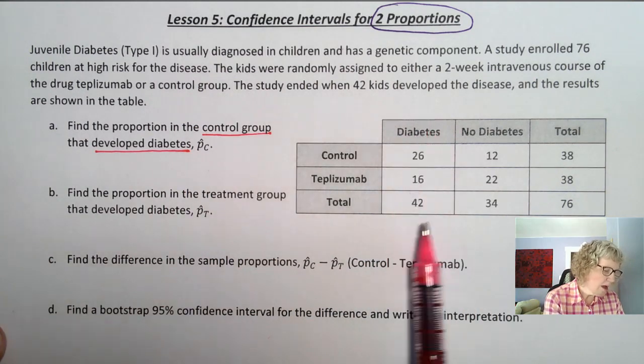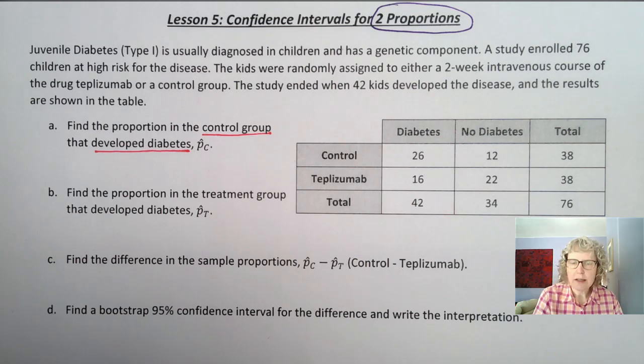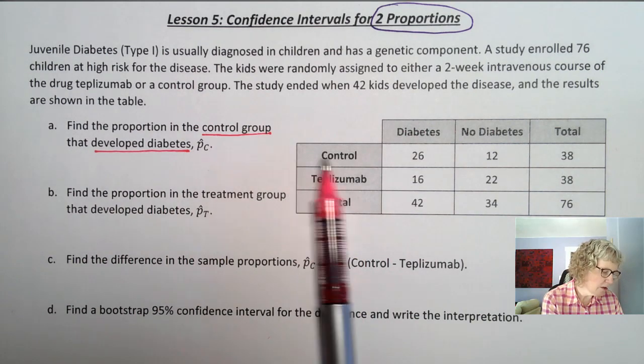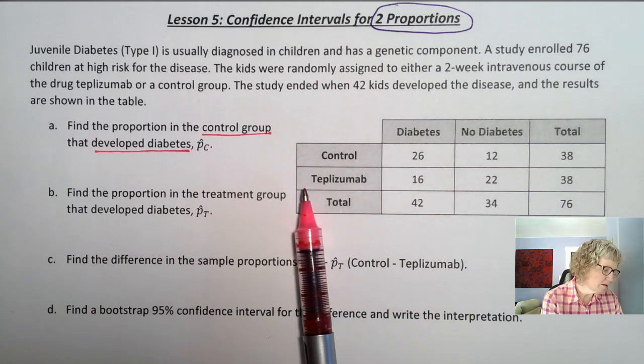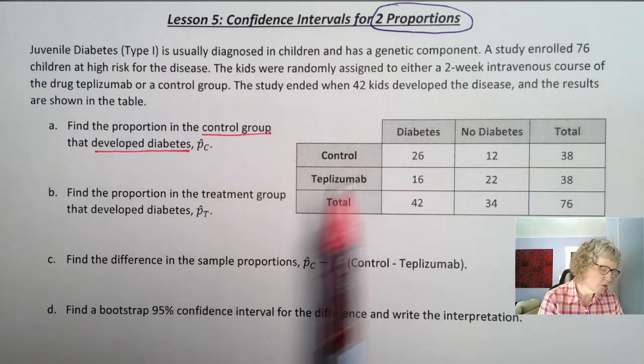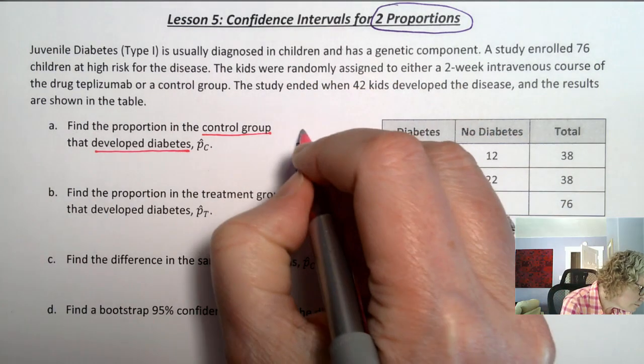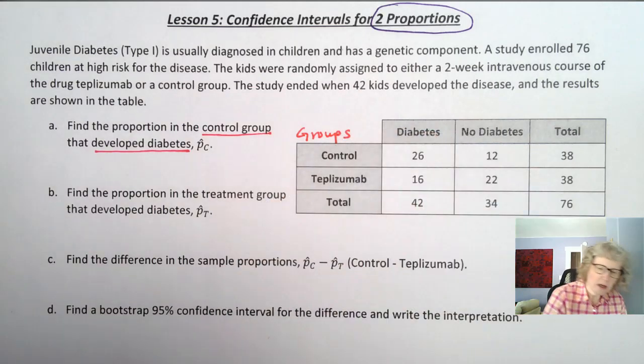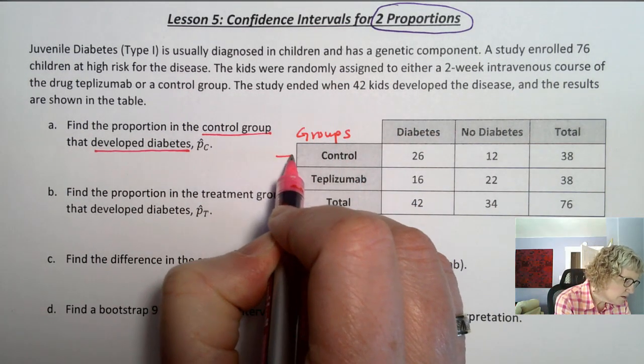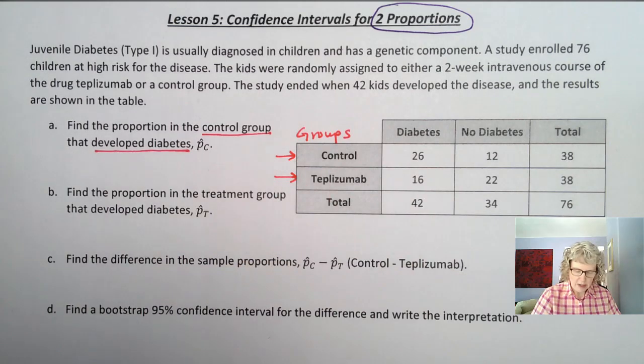One way of the table will be the outcome or response, and the other way will be the groups, or the input or explanatory. It's not always groups, but it often is. So it does help to determine which is which. It looks like we've got on the rows the control group and the teplizumab group, the drug group and the control group. So these are the groups, and I'm going to write that there. These are often what we're comparing, and what we're measuring is the response for each group, or the outcome.